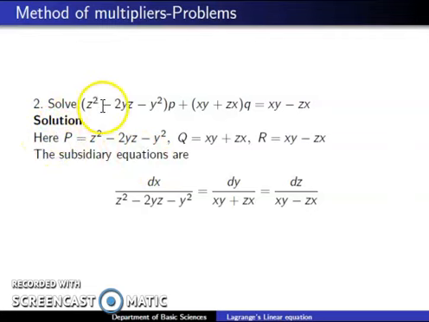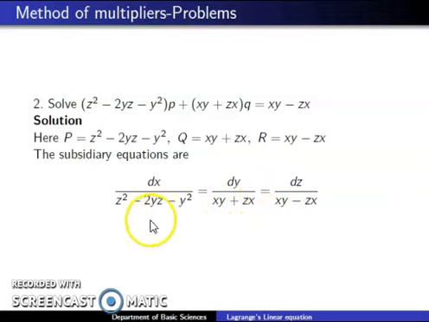Now the given equation is of the form Pp + Qq = R. Comparing with the general formula, we can write P = z² − 2yz − y², Q = xy + zx, R = xy − zx. The first step is to write down the subsidiary equations, that is dx/P = dy/Q = dz/R.